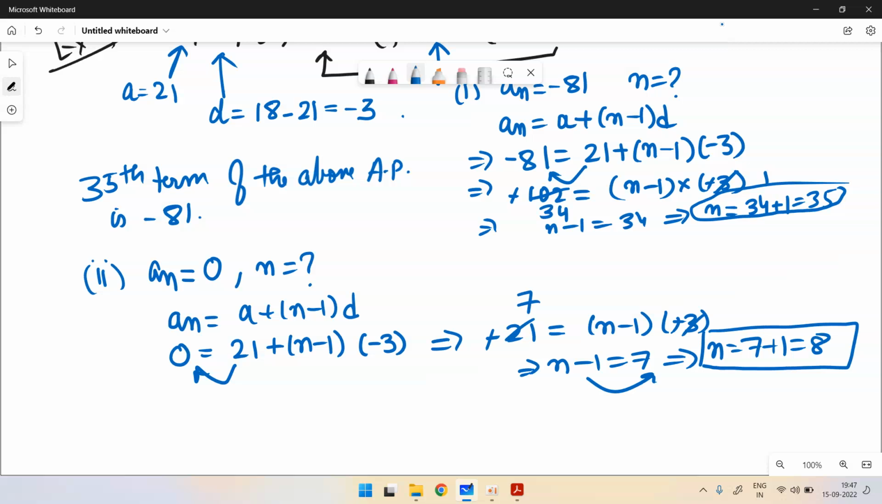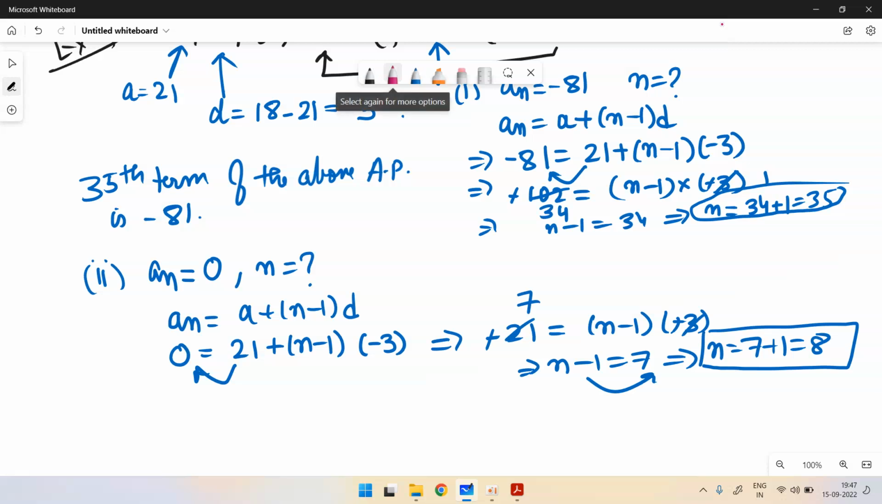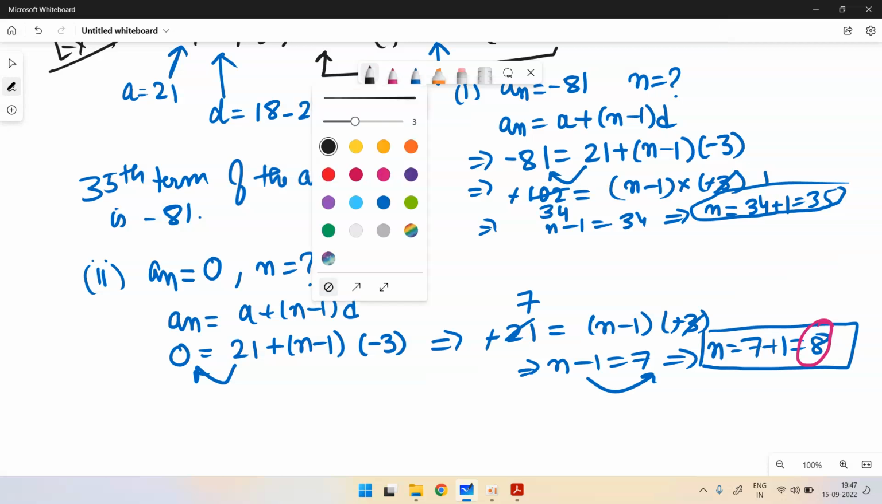Since the value of n is a natural number, not 8.5 or a fraction, hence you can say that yes, 0 is included in the series, 0 is a term of the series.